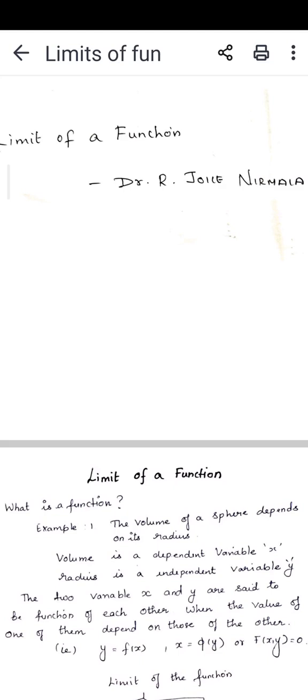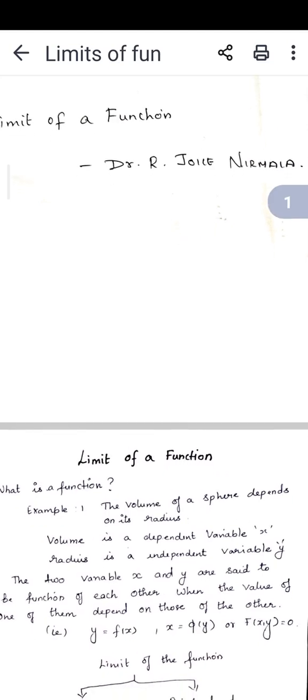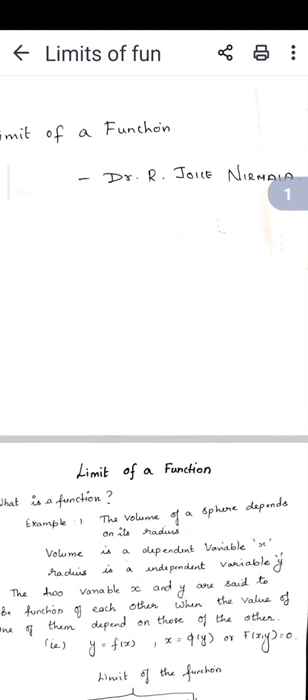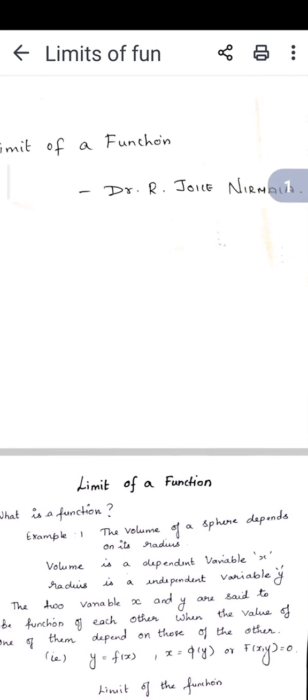So here the value of y depends on the variable x. So you can write y equal to f of x, or else x is equal to phi of y, so the value of x depends on y. Or we can write f of x comma y equal to 0. So these are the function notations.